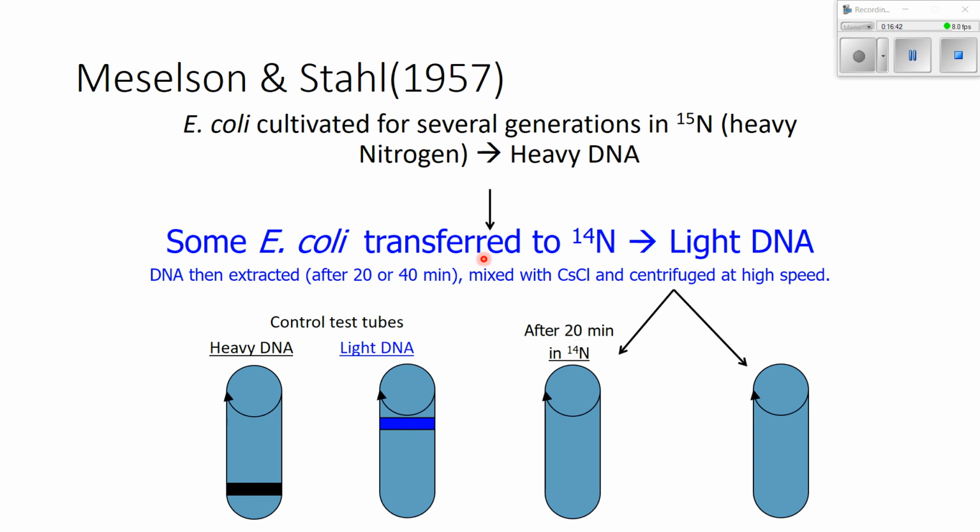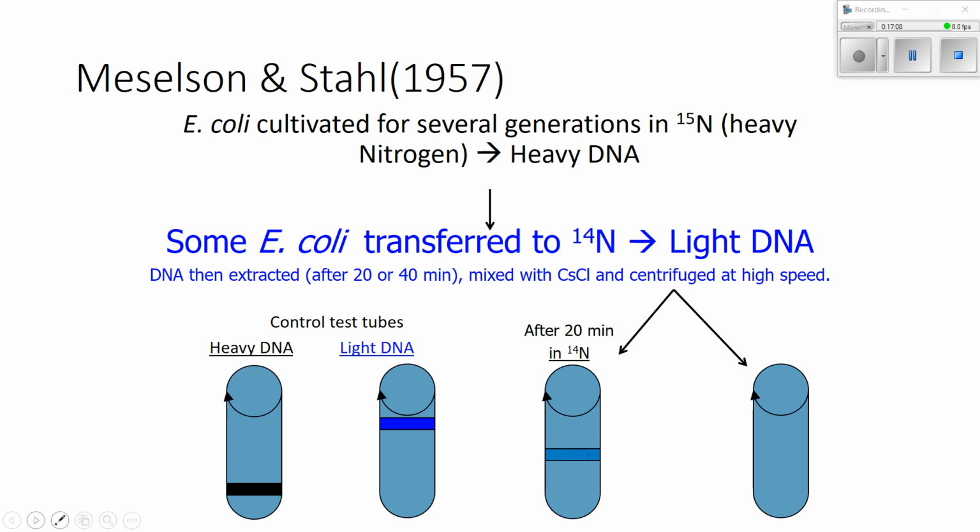They extracted the DNA from these bacteria, put the DNA in the test tube with cesium chloride, put it in the centrifuge, and they wanted to see where this DNA is going to go. Is it going to be heavy DNA? Is it going to be light DNA? And what they got was, drum roll please, a band called an intermediate band.